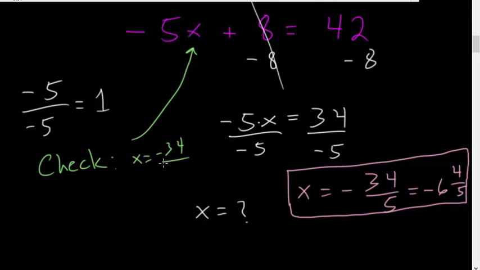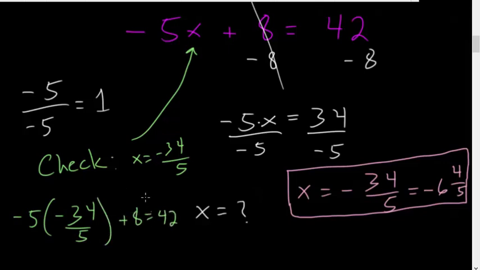into the equation wherever x was. So you get minus 5 times minus 34 over 5 plus 8. And the question is, does this equal 42? And we have two negatives multiplying together. So that's going to make it a positive. And then you have 5 in the top and 5 in the bottom. So those are going to cancel. And so you just get 34 plus 8, which does equal 42, which means we can feel confident that this is the right answer.